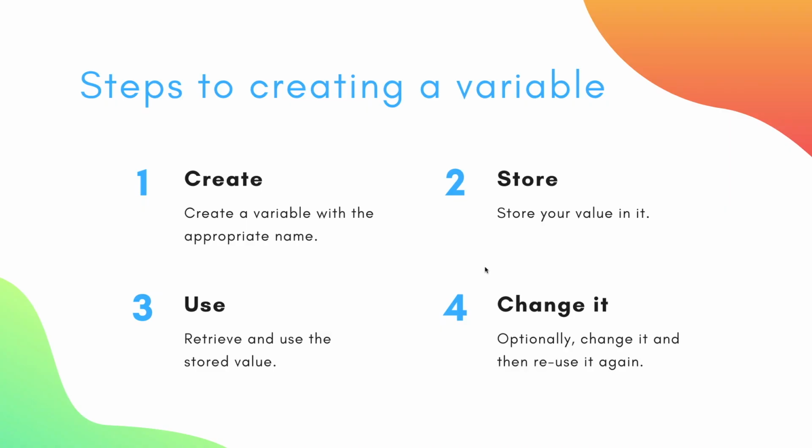Using the following steps, you can create and use variables. So first, we need to create a variable with the appropriate name. Secondly, we have to store value in it. Thirdly, we have to retrieve and use the stored value, and optionally, you can change the value and then reuse it again. Now, let's open our Visual Studio Code and see it in action.